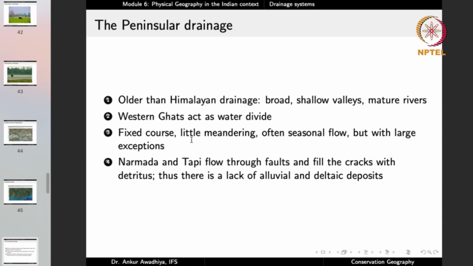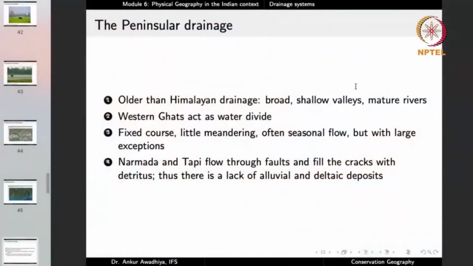Why fixed course? Because they now no longer carry a large amount of sediments. They have practically done all the erosion that was possible. So now they are moving over hard rocks. And in that case, in the absence of sediments, there is nothing to change their course. The areas are tectonically stable. So there is nothing to change their course, and so they follow a fixed course. Very less amount of rivers breaching their banks.